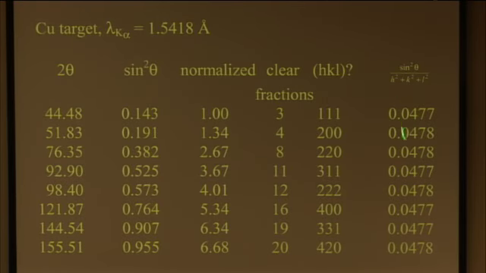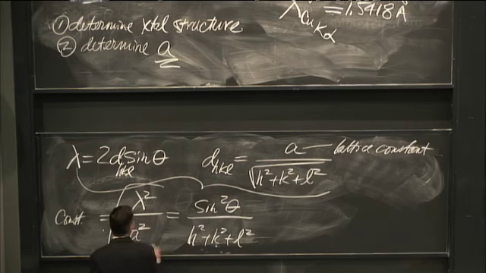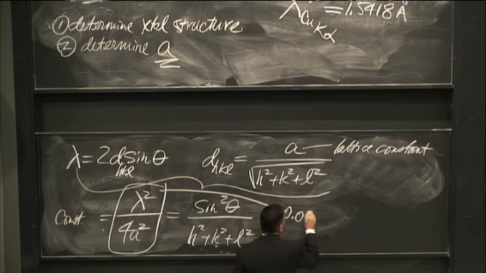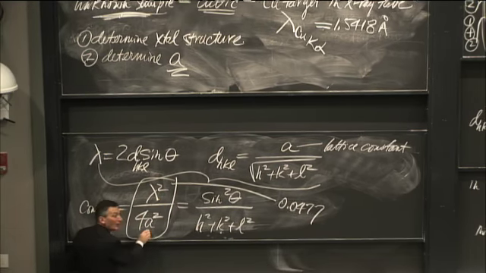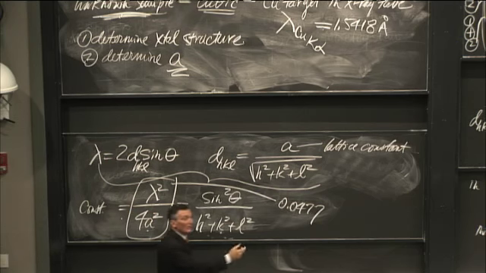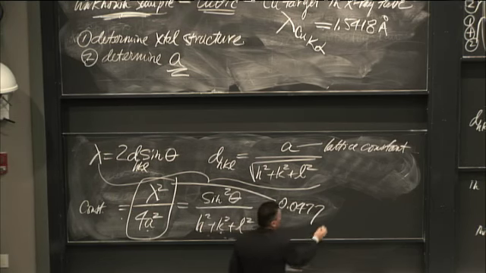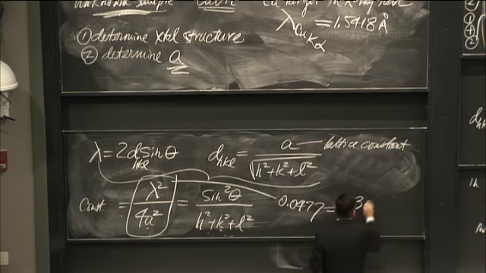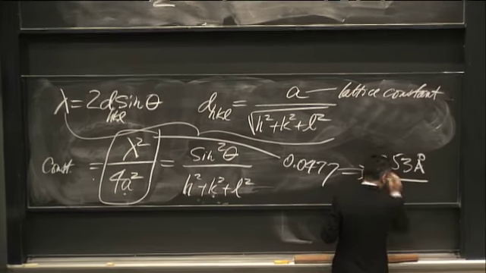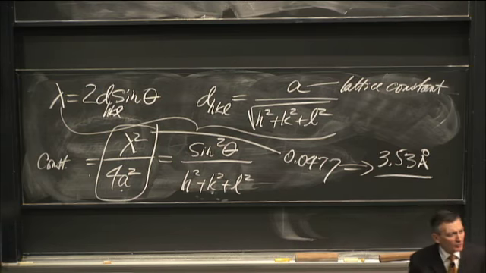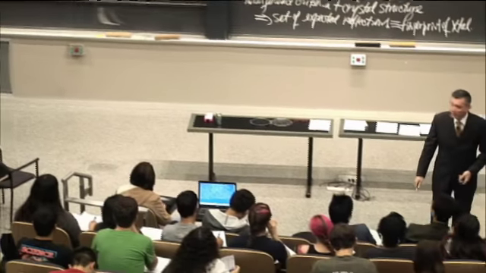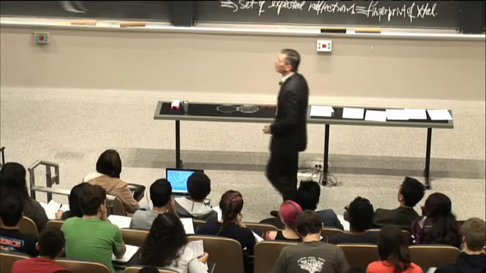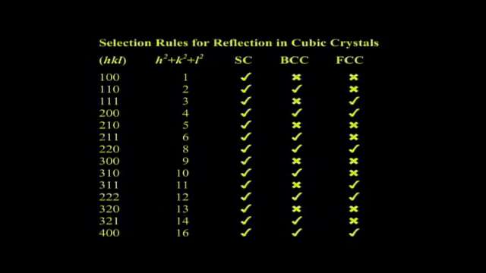And furthermore, I know what this is. That 0.0477 is this, right? This is 0.0477. And I know my lambda, that's 1.5418, so now I can calculate my A. So now I've determined that it's FCC, plus if I go ahead and calculate the A value, I get 3.53 angstroms. And if it's FCC and it's 3.53 angstroms, I bet it's nickel. So that's how you index this stuff. So there we are. There's the selection rules.